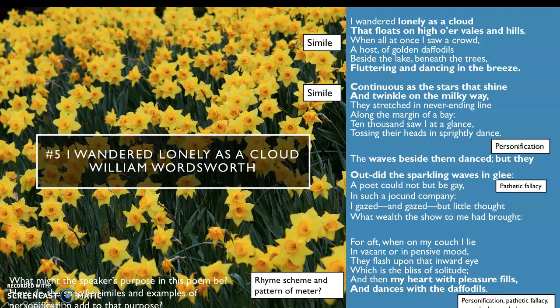All right, what might the speaker's purpose in this poem be, and how do the specific similes and examples of personification add to that purpose? Well, the purpose, as we talked about before, was expressing how these daffodils have become his happy place. And each of the similes and almost all of the examples of personification emphasize that happiness. Before he saw this field of daffodils, he was lonely, and after, he was happy. And we've got stars that twinkle, we've got daffodils that are tossing their heads in a sprightly dance. So it's all really positive and happy, and that adds to his purpose, to tell us all about his happy place.